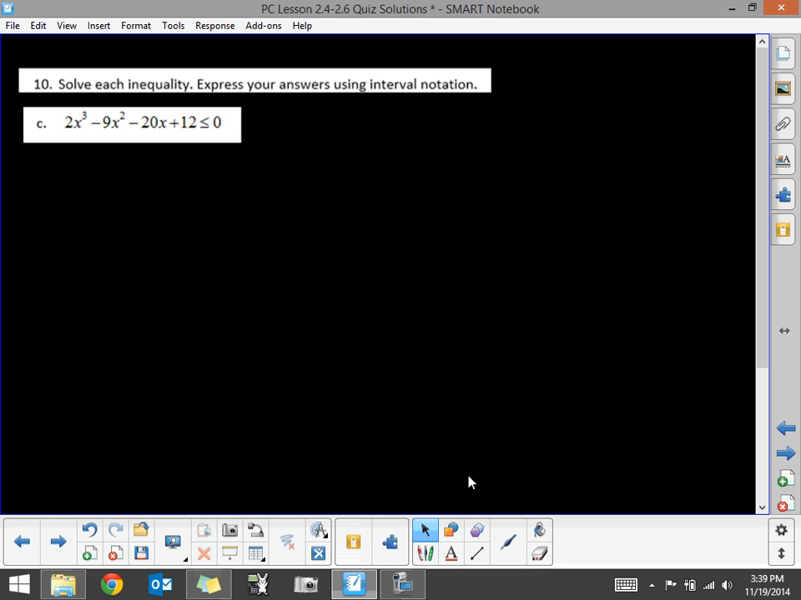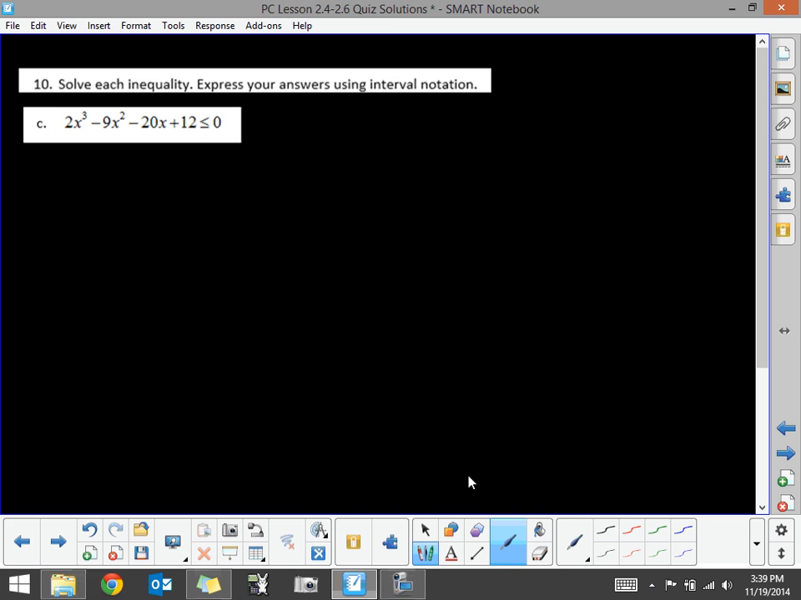In question 10C, we're asked to solve a polynomial inequality. This time it's a third-degree polynomial, and we don't have any good factorization or formulas that we can use to solve it. So that's why we learned some strategies and techniques with synthetic division, the rational zero theorem, upper-lower bounds, Descartes' rule of signs. These are all things that can help us find possible zeros.